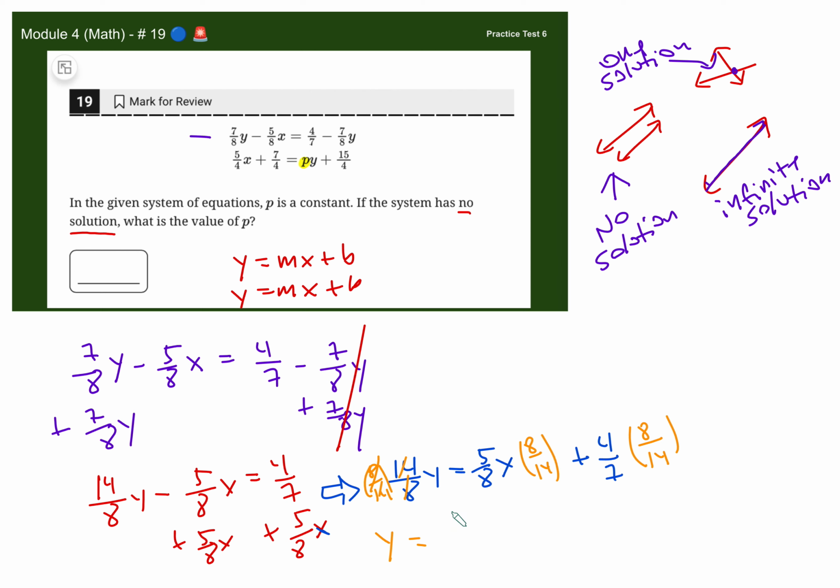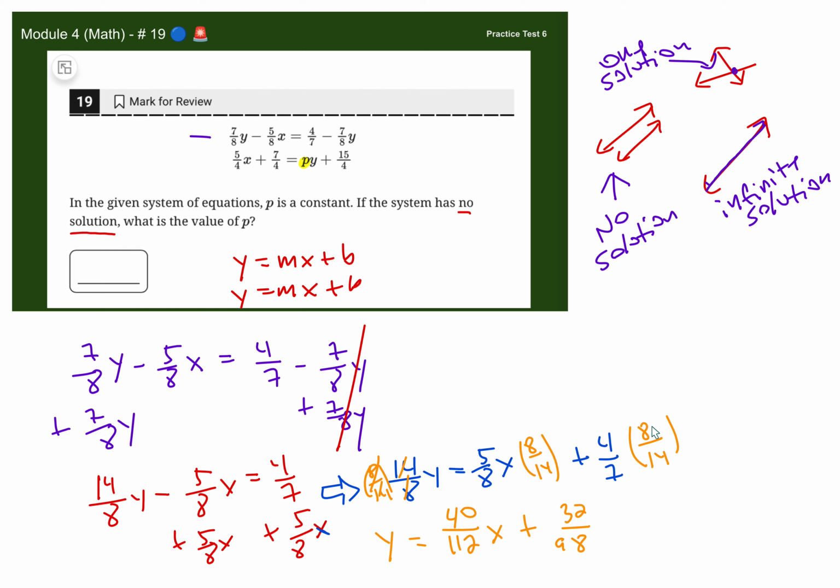You're going to get y equals, go across the top right here, 40 over whatever 8 times 14 is. Hold on a second, 8 times 14 is 112x, plus 4 times 8 is 32 over 7 times 14, 98. Okay, that's my first equation.